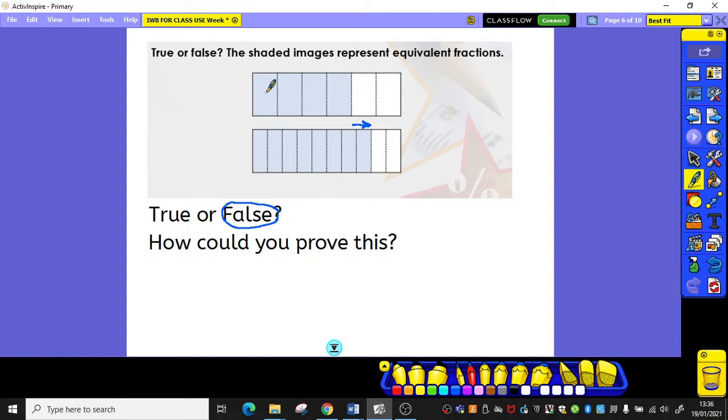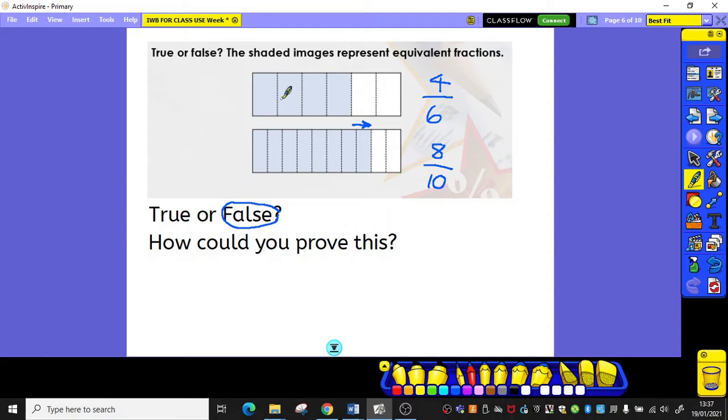This fraction is showing 1, 2, 3, 4, 5, 6 parts, and this fraction is 4 out of those 6, 4 for every 6. So I've got 4/6. And in this fraction, 1, 2, 3, 4, 5, 6, 7, 8, 9, 10. I've got 8 blue pieces coloured out of 10, 8 for every 10. So 4/6 is not equivalent to 8/10. How can I prove it?